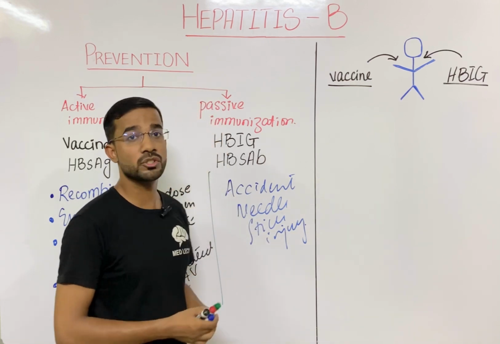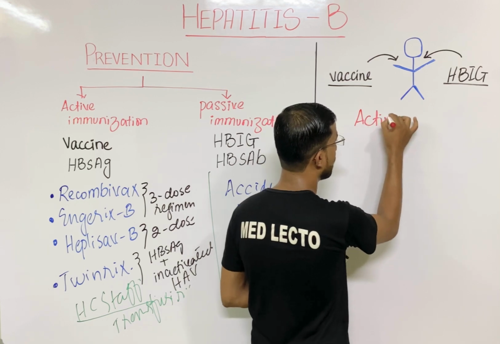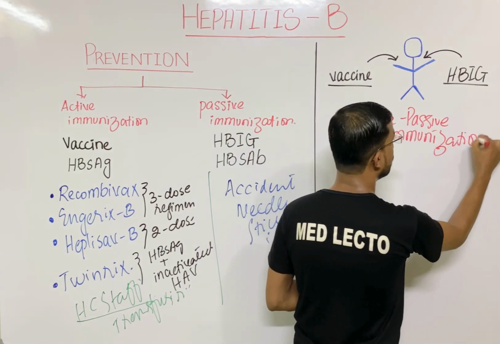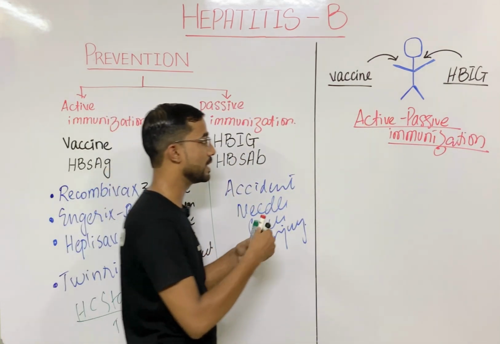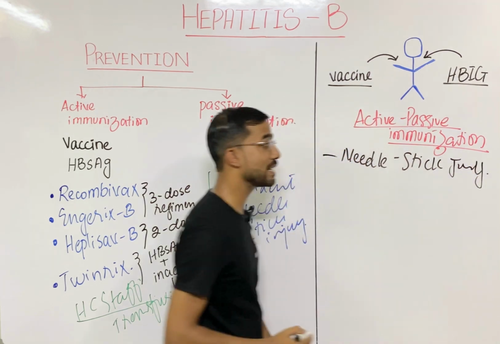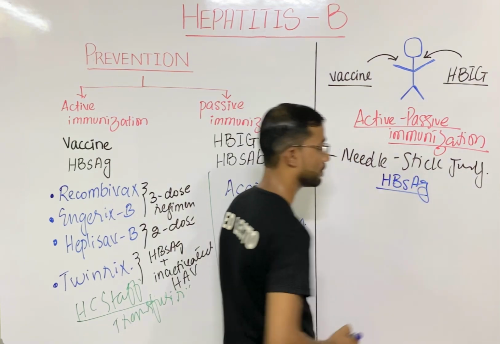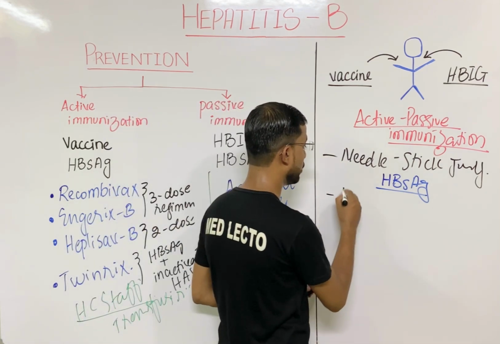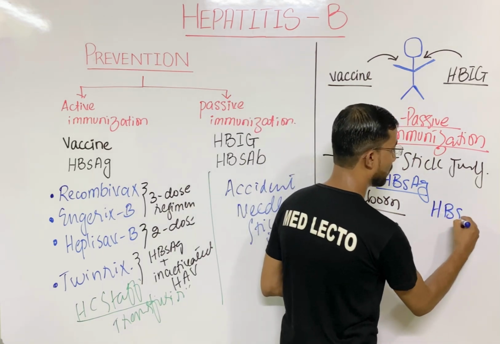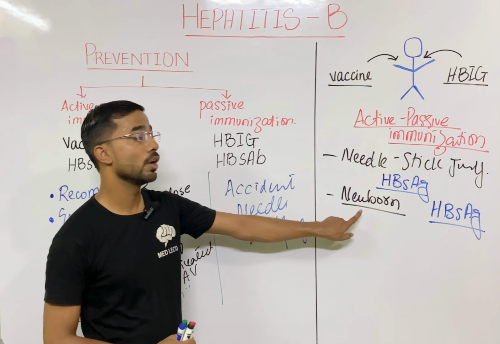In what situation will we use the vaccine and the immune globulin at the same time? That process is called active-passive immunization. We use active-passive immunization in case of needle stick injury, especially if you are infected by a patient who is hepatitis B surface antigen positive. You can also use it for a newborn baby whose mother is hepatitis B surface antigen positive. It reduces the transmission of the infection from the mother to the newborn.